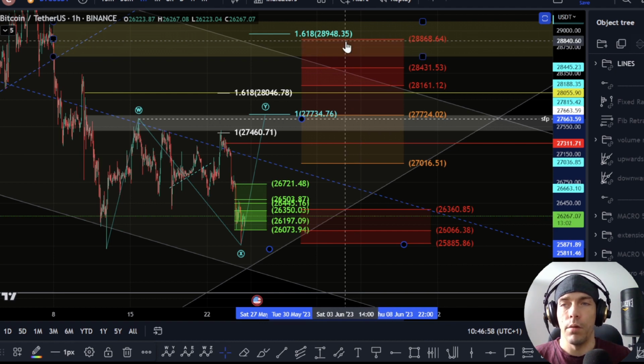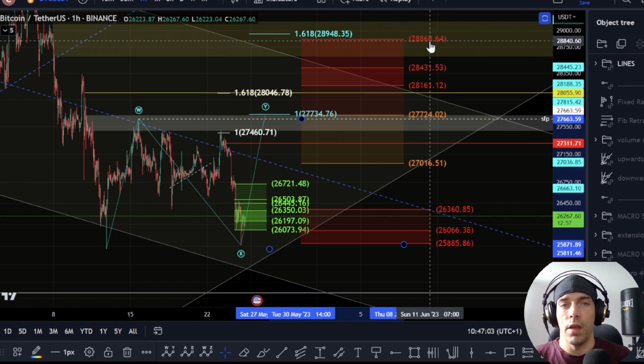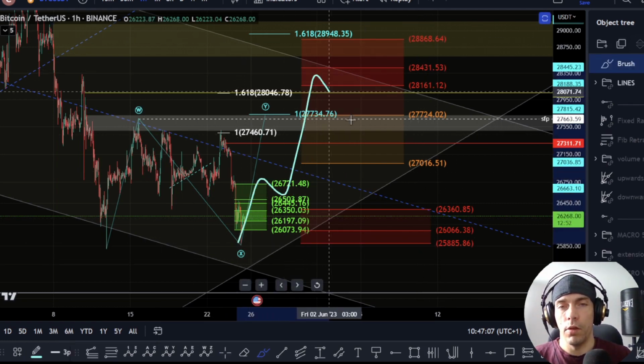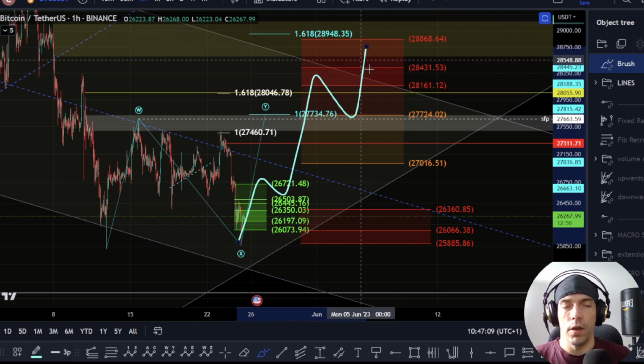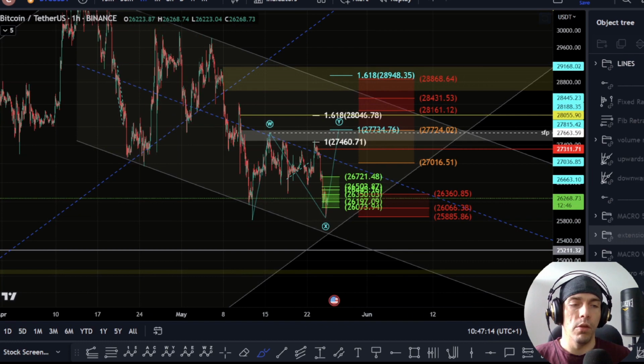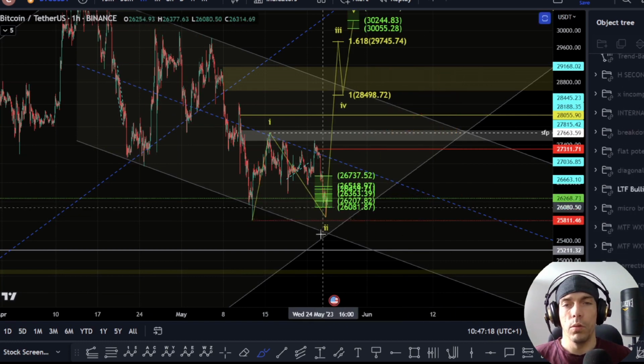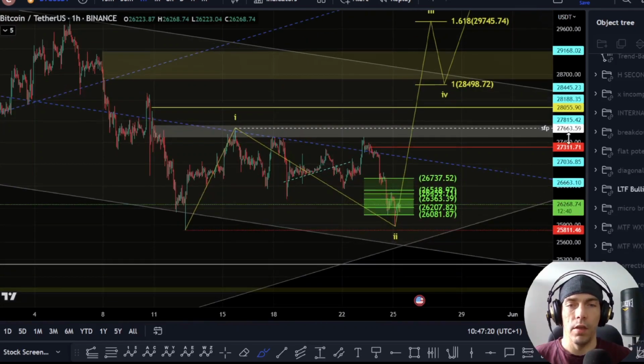And then finally, higher up here, we have this 1.618, which is sitting towards this 28,868. So if we do look to extend up here in a flat correction, in a bigger 5-wave move, this could tie into this idea. The thing is that within this structure here, we still haven't invalidated that bullish potential either, where we were talking about this possibility of actually seeing this as an impulse.